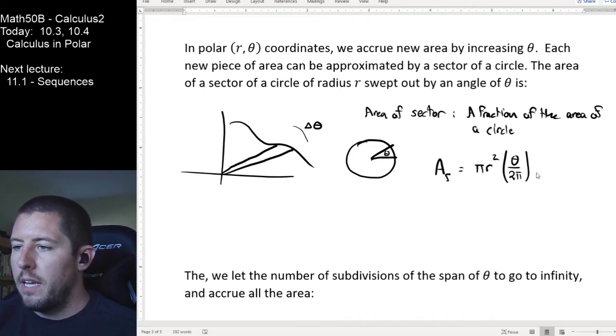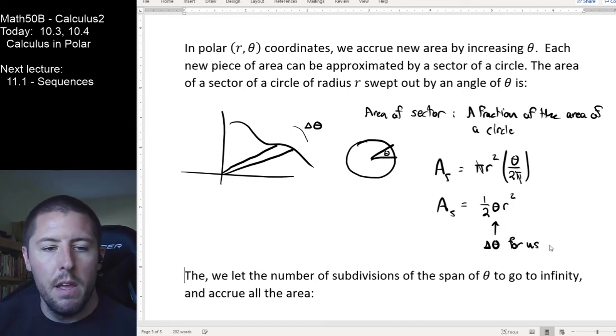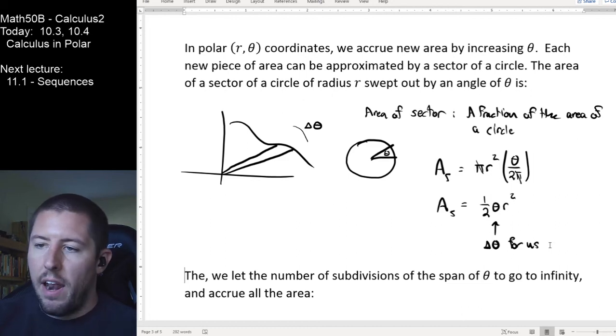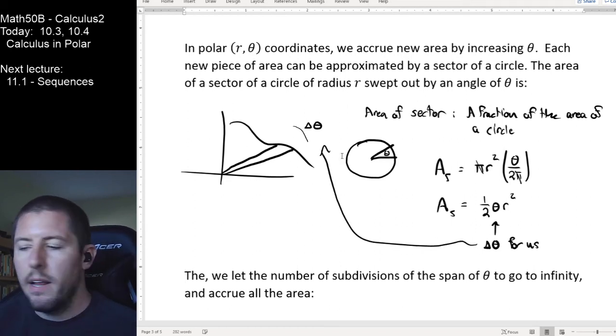And what I'm seeing now is that pi is going to cancel with pi, and I'm going to get 1/2 theta r squared, which looks like the area of a sector. Now, what I know though is that this theta is really delta theta for us. This is really my change in angle that I've experienced. That's my delta theta in our case.